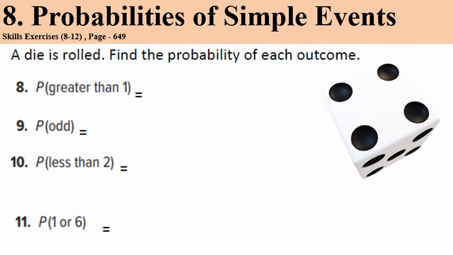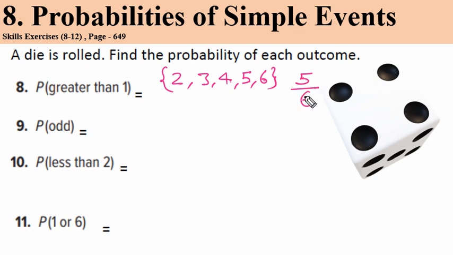Now the first question: find the probability for greater than 1. So what is the probability? The probability formula is favorable outcomes divided by total, right? That's your formula. You need to remember this. Now in this case, greater than 1. How many possible outcomes? You can have 2, 3, 4, 5, 6. These numbers can come. So 5 numbers are the favorable outcome, and total numbers on this die is 6.